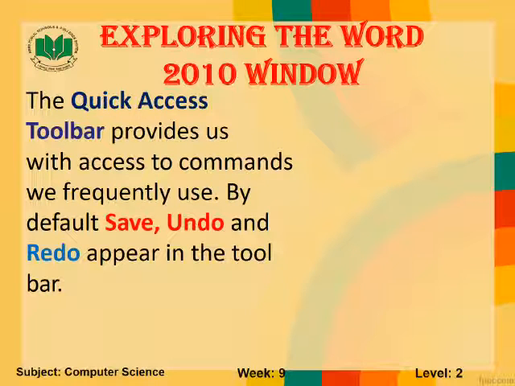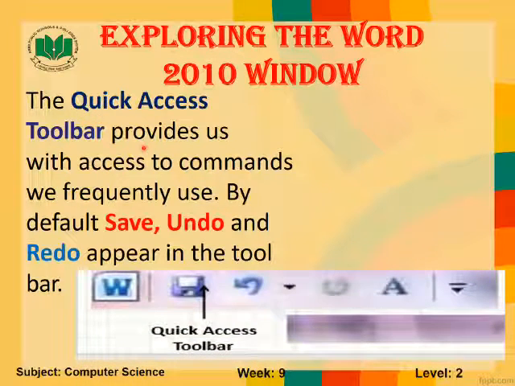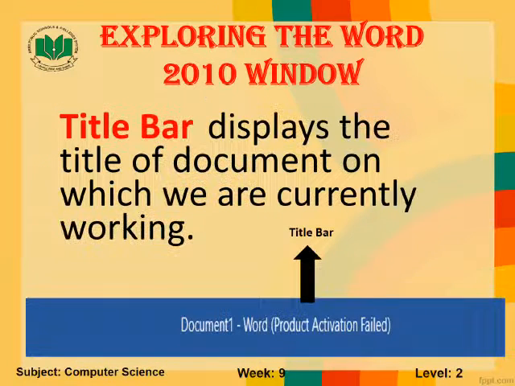Okay students, now come to the next point. The next point is about exploring the Word 2010 window. The Quick Access toolbar provides us with access to commands we frequently use. It means that the things which we want to use more quickly, we can get these tools from this Quick Access toolbar more quickly. By default, Save, Undo and Redo appear in the toolbar. So we can use Save, Undo and Redo options more quickly from this bar.